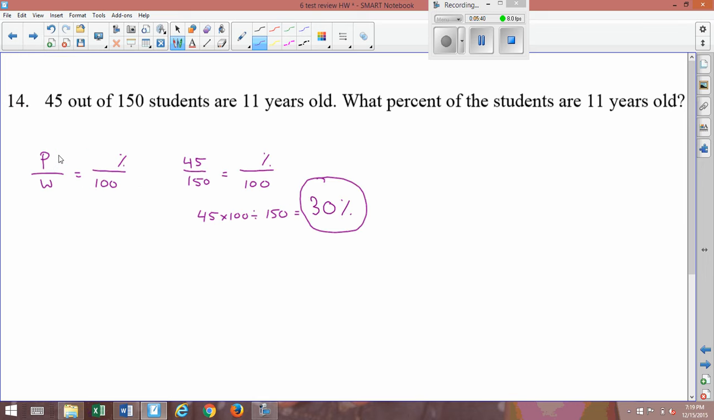45 out of 150 students are 11 years old. What percent of the students are 11 years old? So I did part over whole. 45 out of 150 equals percent over 100. Crisscross divide, you end up with 30%, or you could reduce down to 30%.